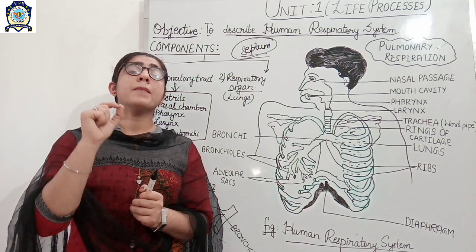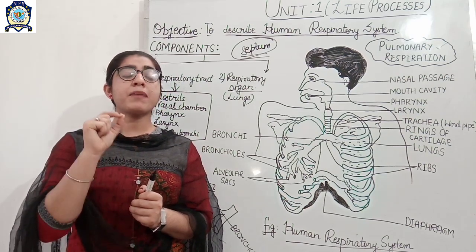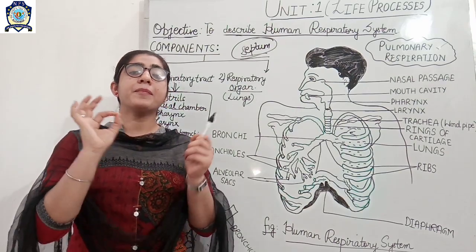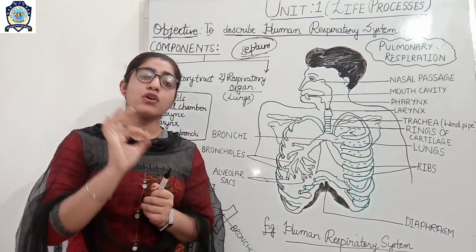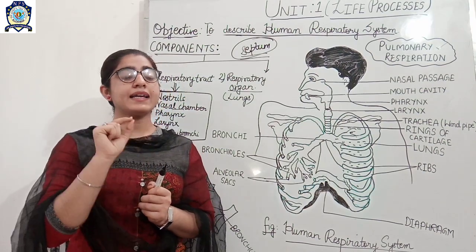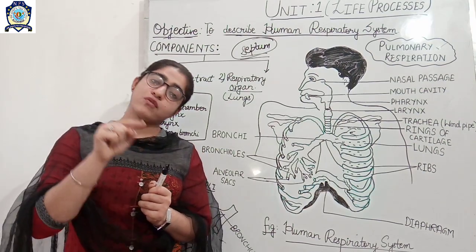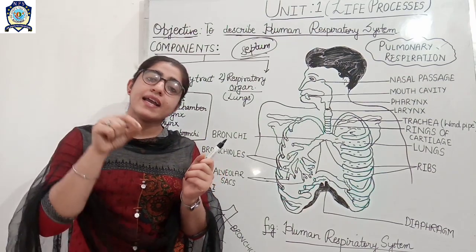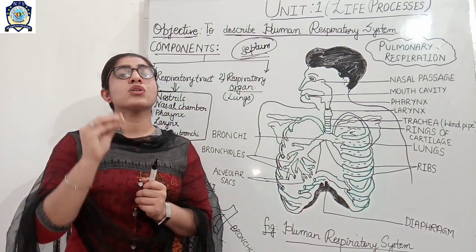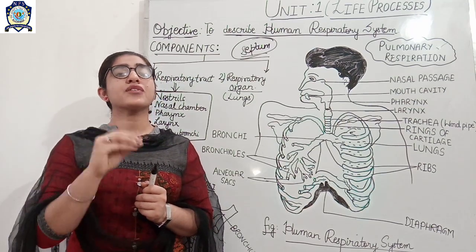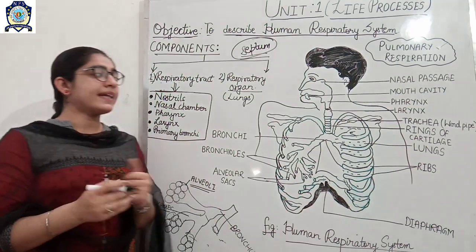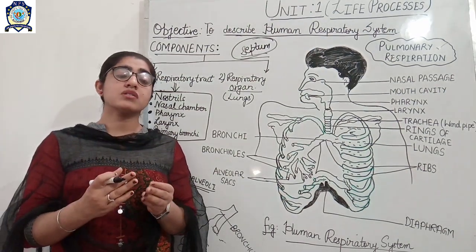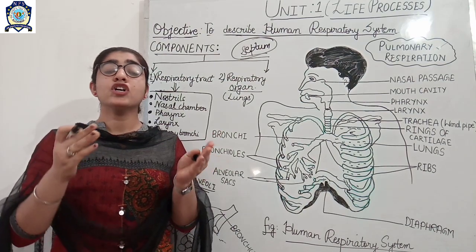Next is the middle part. The middle part acts as an air conditioner and brings the air to body temperature by warming or cooling the air. And the third one is the lower part. The lower part of the nasal chamber acts as an air filter. Why? Because the lower part has mucus.